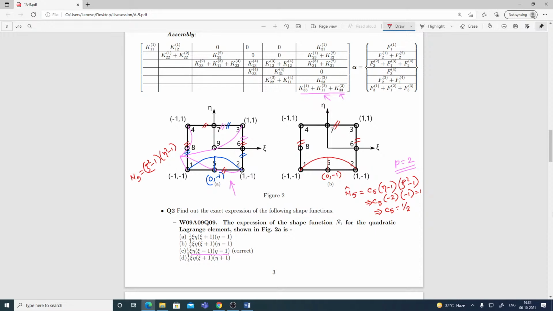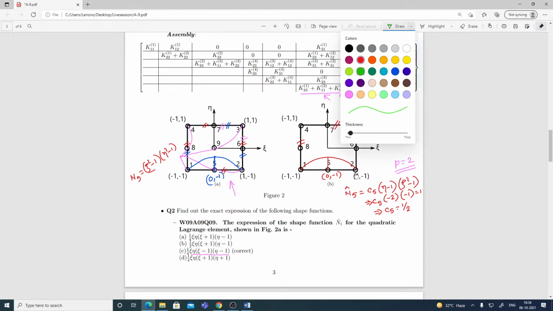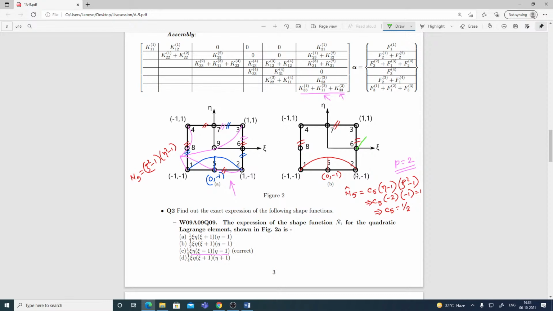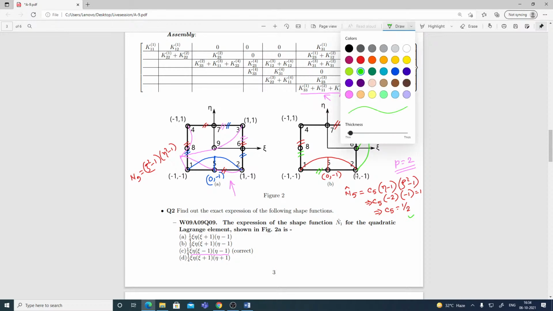But now if I need to calculate say N2, or maybe N1, then before calculating N2 I need to calculate N6. And if I draw N6, N6 is basically 1 here, varying quadratically like this, and 0 on these three borders. So that will basically help me to calculate N6 hat as well. That is not very difficult. So once I calculate N5 and N6, then I will go for N2. That was the strategy, if you remember, I discussed in the lecture.